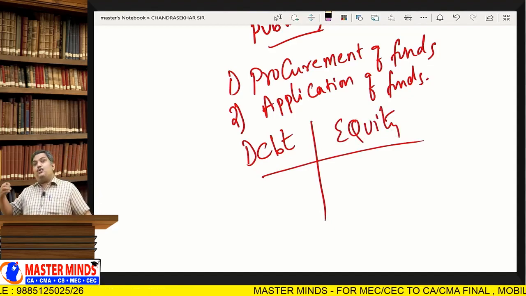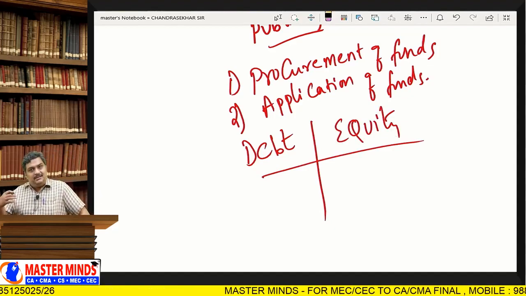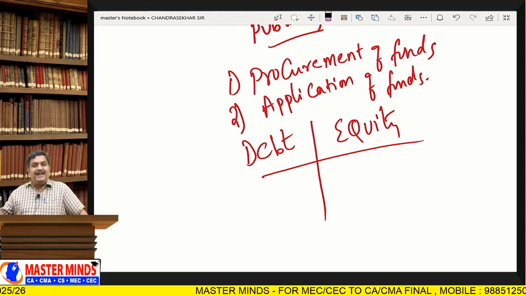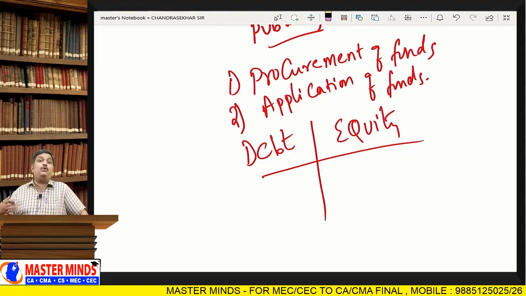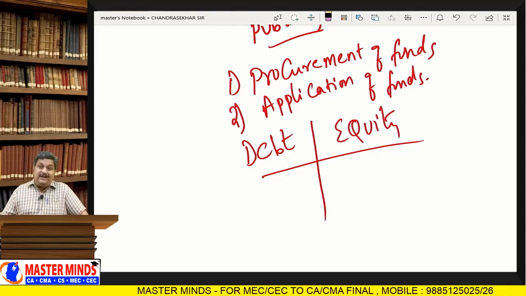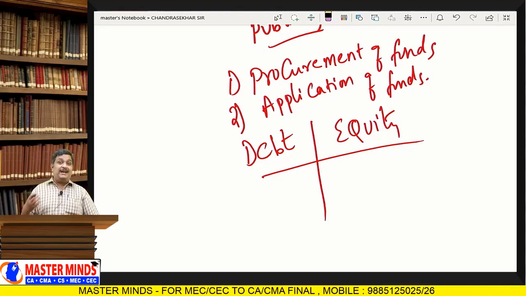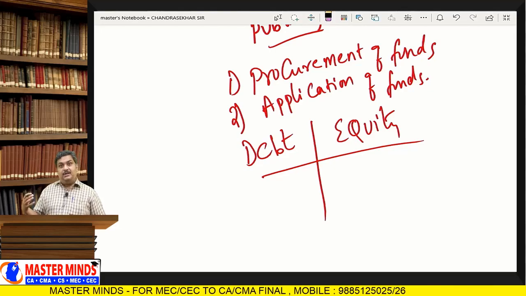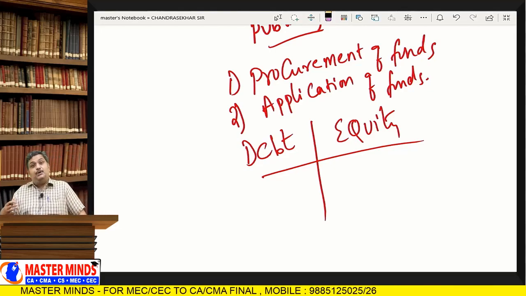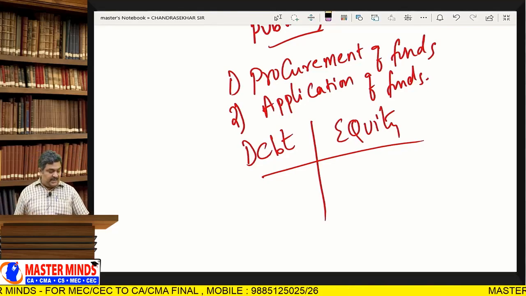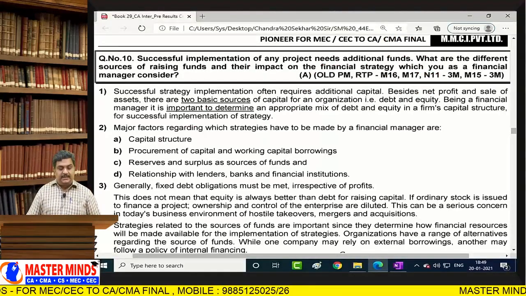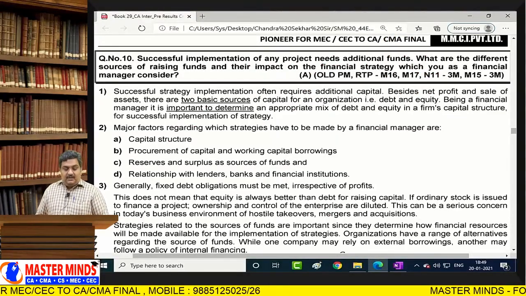And each route, that is either the debt route or the equity route, has its own advantages and disadvantages. So, a finance manager of an organization should be in a position to understand all these things, and he has to make the right kind of decisions. Okay.